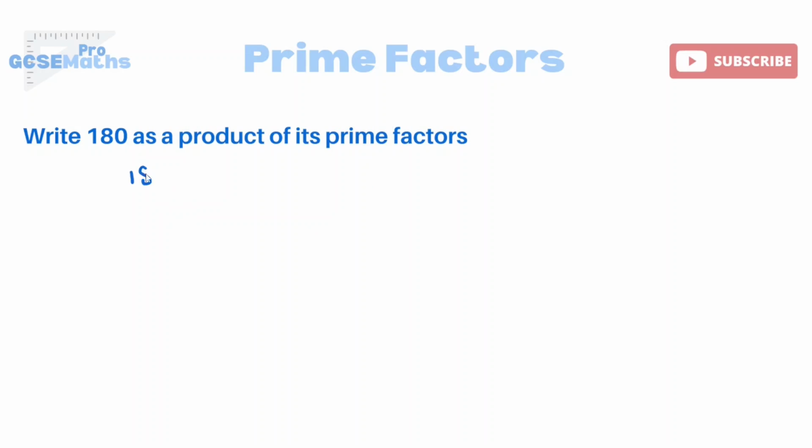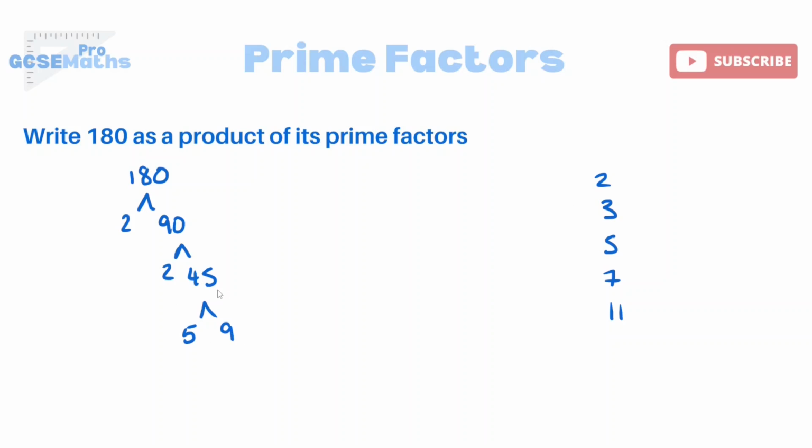So we've got 180. This one's an even number, so I'm going to start by halving until I hit an odd number. So half of 180 is 90. I can half that again, which is 45. Now I've hit an odd number. So this one ends in 5, so I'm going to divide by 5. Sometimes there's multiple ways to do it, right? So for example, I'm going to divide that by 5, which is 9.